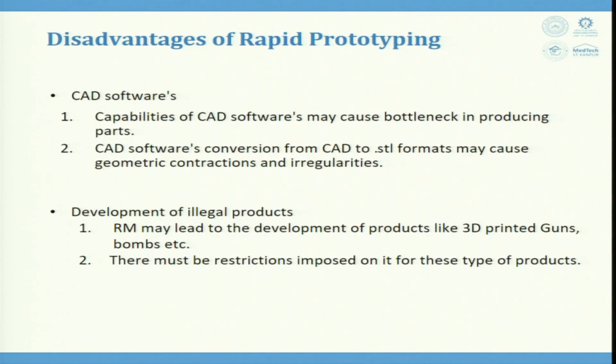Then CAD software: the capability of CAD software may cause a bottleneck in producing parts, that is, we are talking about design for additive manufacturing. Though we are trying to work for additive manufacturing, certain other trade-offs might have been compromised here. CAD software's conversion from CAD to STL formats may cause geometric irregularities, because we are always trying to focus on the layer by layer function, some intricacies might be lost.